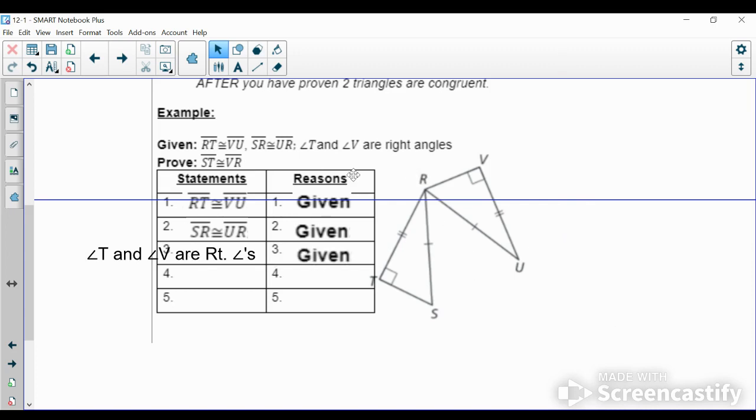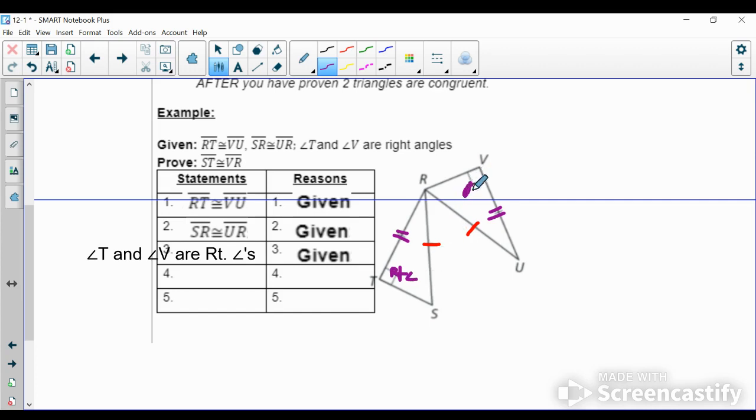So if I look at the diagram, I have RT congruent to VU, so that's these two sides. And then I have SR congruent to UR. Here's SR, UR. Normally we label them side, side, but right here, statement 3, we have angle T and angle V are right angles, okay? So right here we have a right angle.